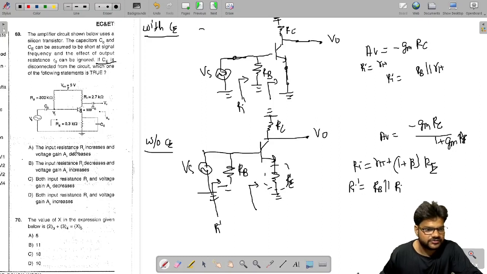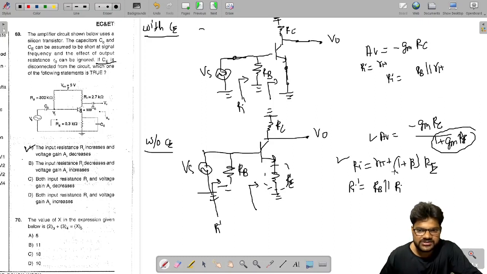Now let us see what the options say. The input resistance Ri increases. In this case Ri increases, yes, this is true, and voltage gain AV decreases. Yes, this is also true, because this Re is acting as negative feedback, and you know in negative feedback gain is reduced. Gain is reduced by a factor of 1 plus Gm RE. So yes, option A is correct. Next option: the input resistance Ri decreases. No, Ri is increased, so this is wrong. And both input resistance Ri and voltage gain decrease.